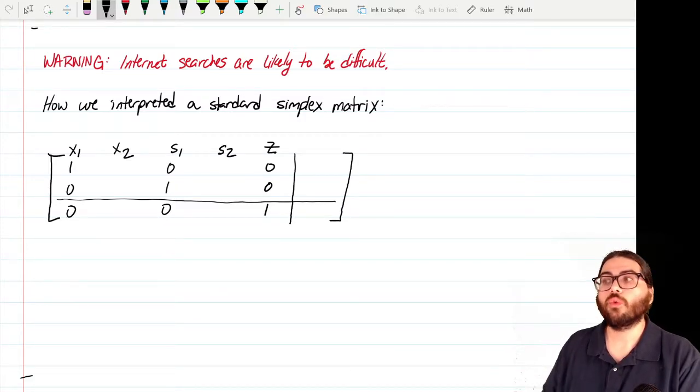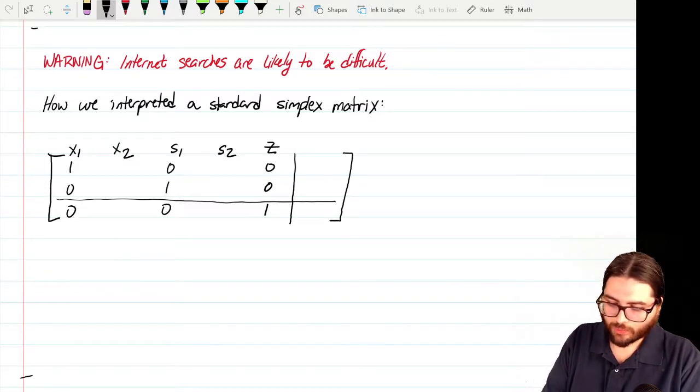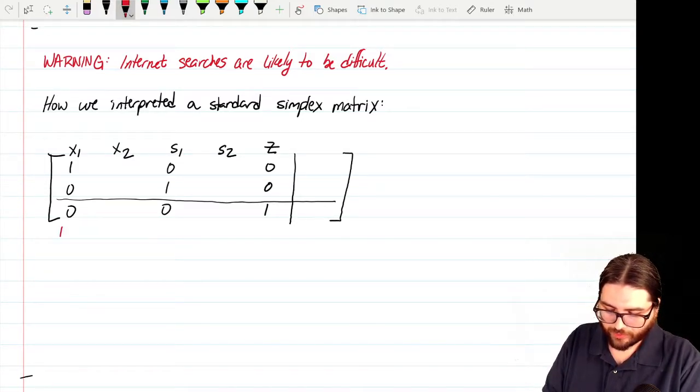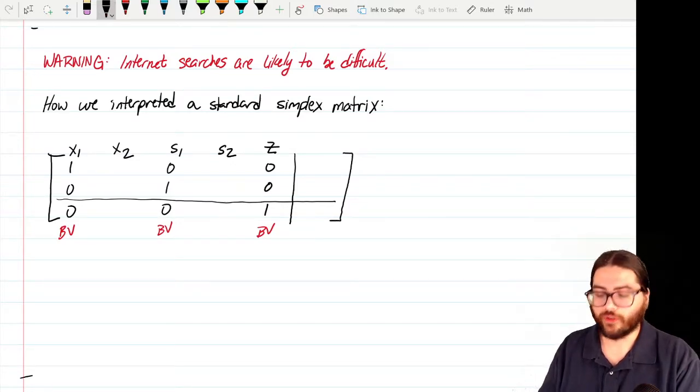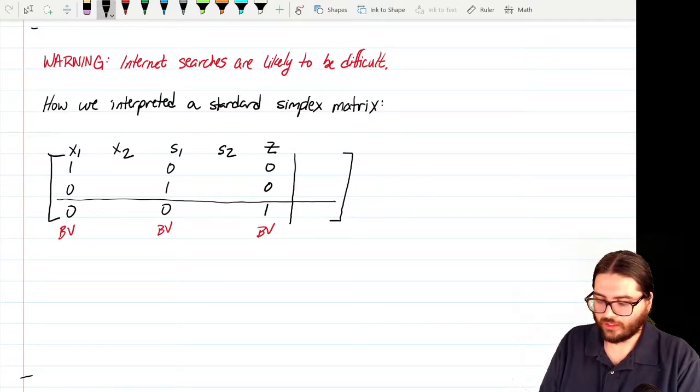Right? There were three rows and three pivots. These represented the basic variables. If you remember from our last week's discussion, these are our basic variables. And you could read the values of these basic variables at the end of each row. Let's say this was 10, this was 5, and this was 9.